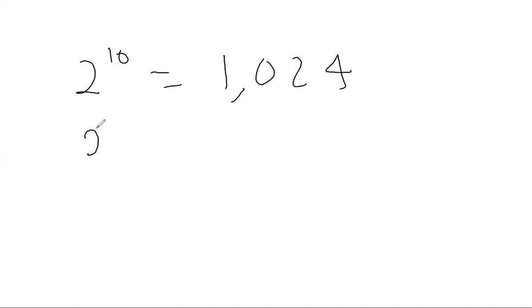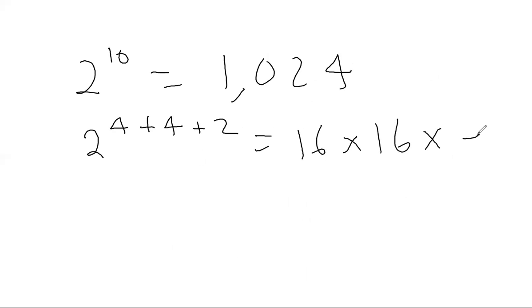So now for some bigger examples, 2 to the 10. I know what this number is. I know it happens to be 1,024. But the way that you would calculate this is that you can basically go 2 to the 4 plus 2 to the 4 plus 2 to the 2. That's 4 plus 4 plus 2 is equal to 10, which is equal to 16 times 16 times 4, right? This is 2 to the 4, this is 2 to the 4, and this is 2 to the second. And so this might be a faster way for you to get there.